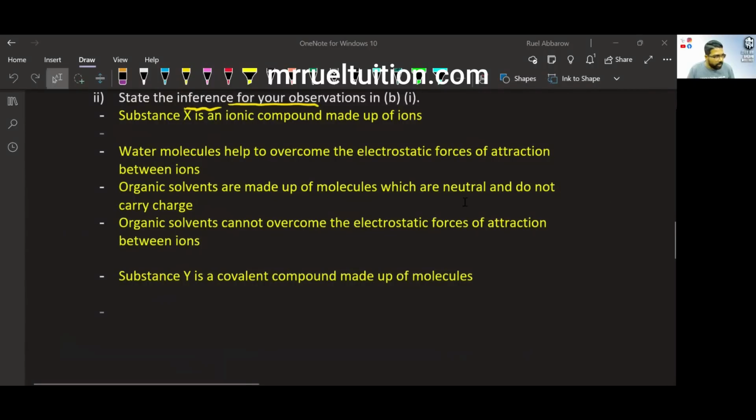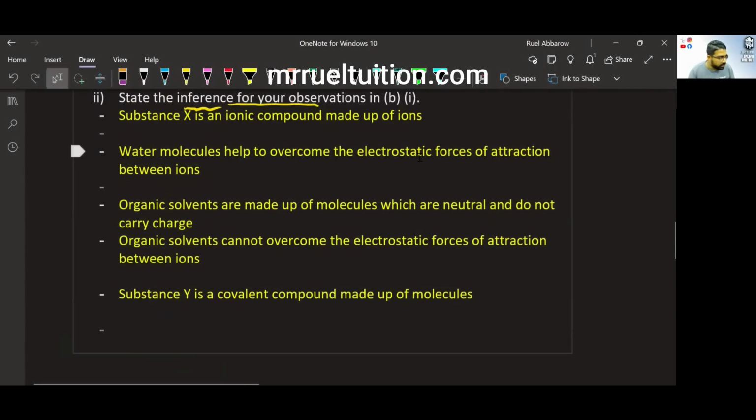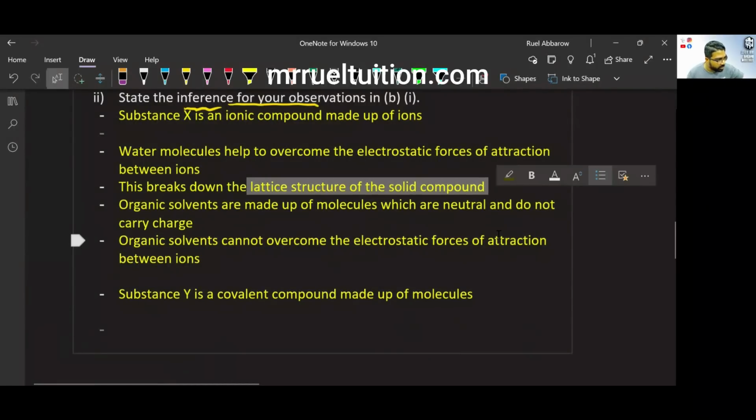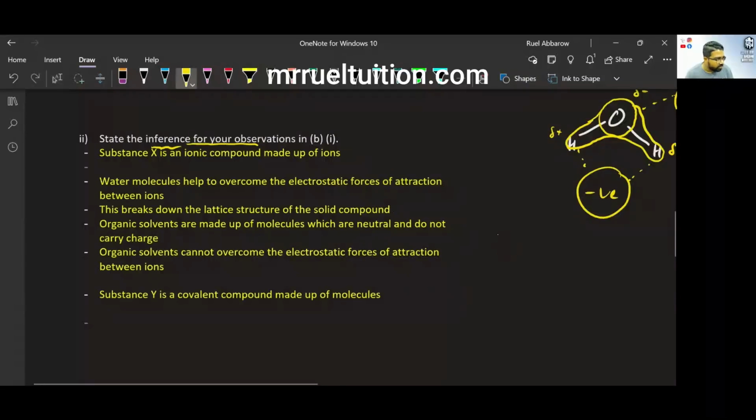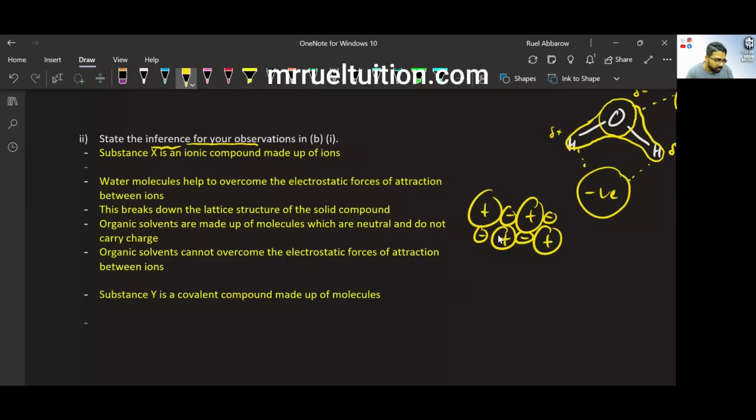So when the water molecule overcomes the electrostatic force of attraction, it is able to break down the lattice structure of the solid compound. Remember the lattice structure? The lattice structure is simply this, class: a positive, negative arrangement of ions like this. This is the lattice structure, the arrangement of ions in space. So water is able to break down this lattice structure because it is able to form a force of attraction with the ions and pull them apart.